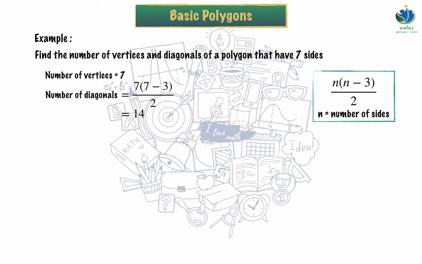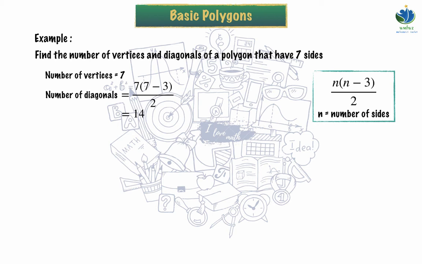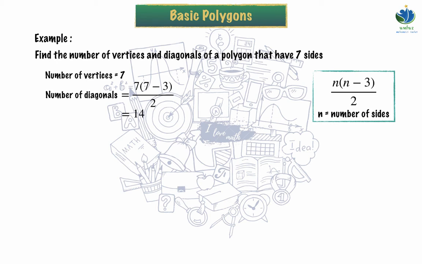Okay, now let's see an example. Find the number of vertices and diagonals of a polygon that has 7 sides. So here, you substitute n with 7. We know that when there are 7 sides, the number of vertices is also 7. To find the number of diagonals, use this formula: 7 times (7 minus 3), divided by 2. So there are 14 diagonals in a polygon that has 7 sides.